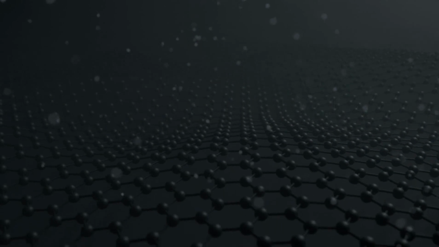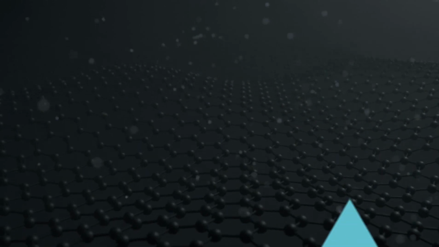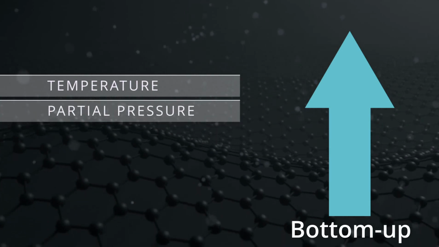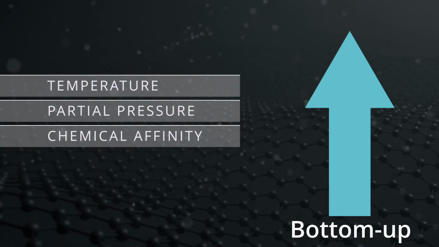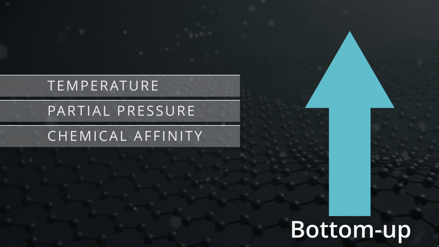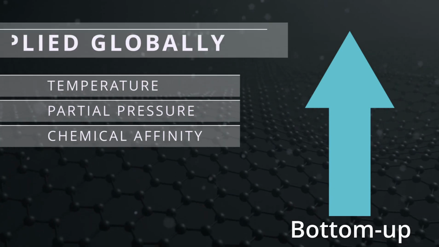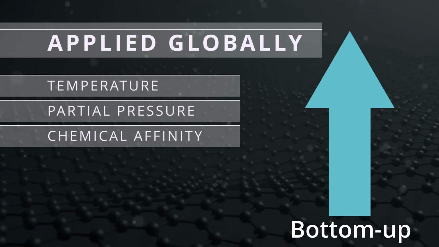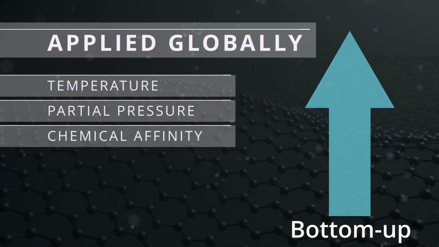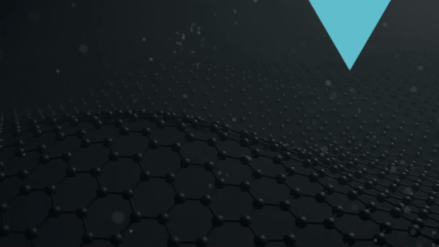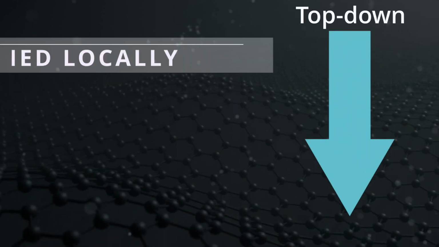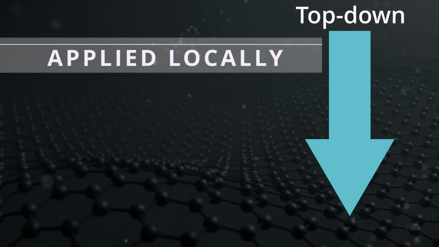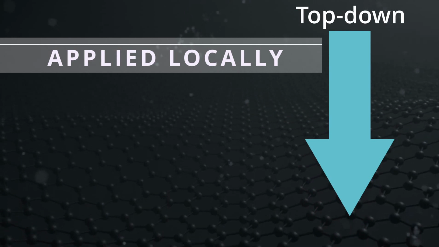Atomic scale engineering typically involves bottom-up approaches, leveraging parameters such as temperature, partial pressures, and chemical affinity to promote the spontaneous arrangement of atoms. These parameters are applied globally across the entire substrate, resulting in atomic scale features scattered probabilistically throughout the material. In a top-down approach, different regions of the material are exposed to different parameters, resulting in structural changes varying on the scale of the resolution.